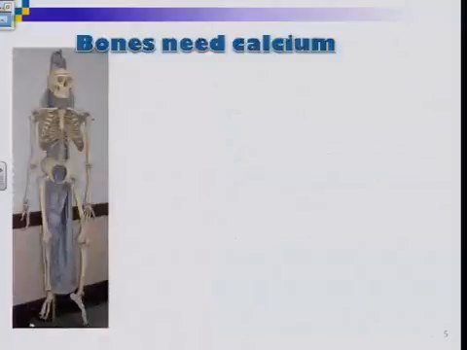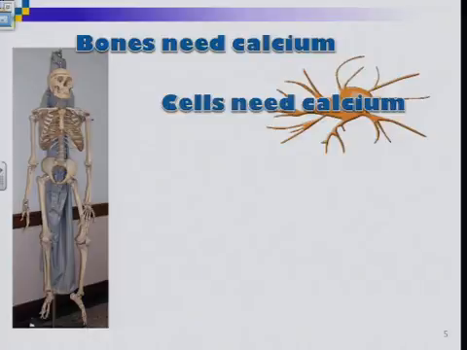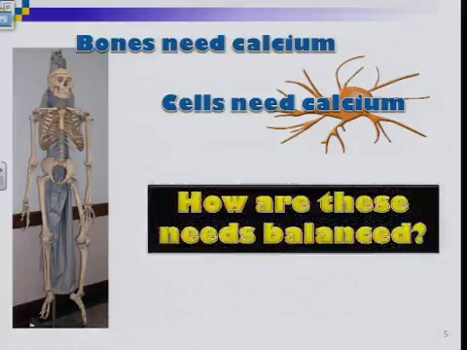Okay, so this sets up a problem in physiology. On one hand, we've got the skeleton, and that needs a lot of calcium to form and to remodel. But calcium is also absolutely critical for cellular function. Without it, you wouldn't have a functioning nervous system or a functioning heart or things like that, which are kind of important. Even if you get outside those ranges, the nervous and cardiovascular systems cease to function. So how are these physiological needs balanced?